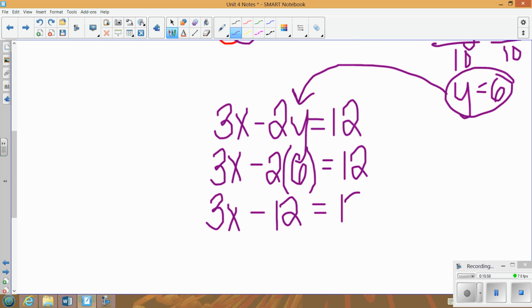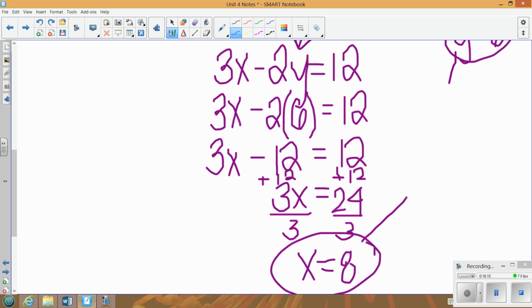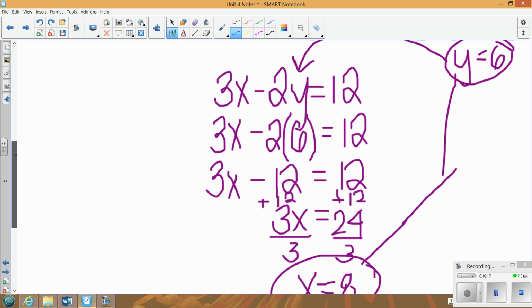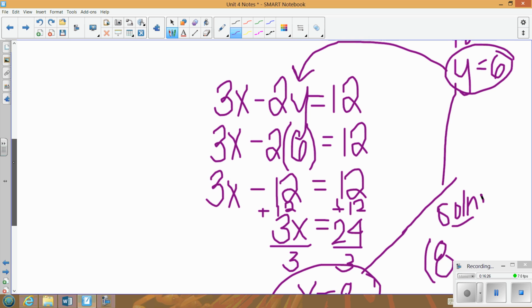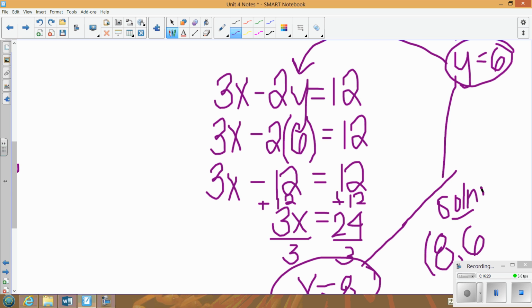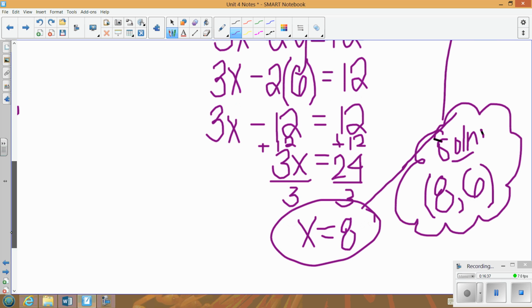So I get 12. Add the 12 to both sides, we get 24. Divide everything by 3, we get x equals 8. Again, you solved for x second, but don't let that change your solution. Your solution is still x comma y, so it's going to be 8 comma 6. Make sure you leave those in parentheses as an ordered pair. So 8 comma 6. All right, just a couple more.